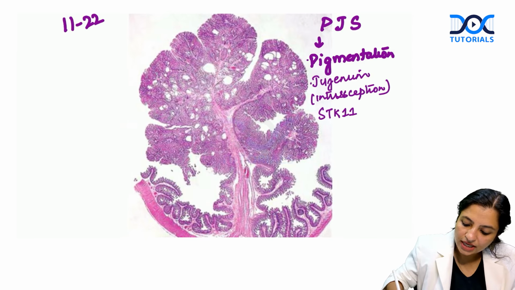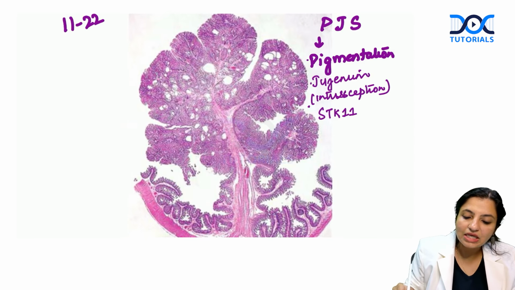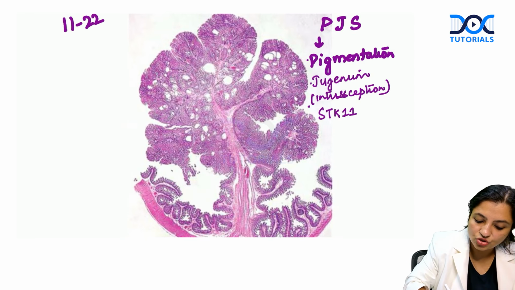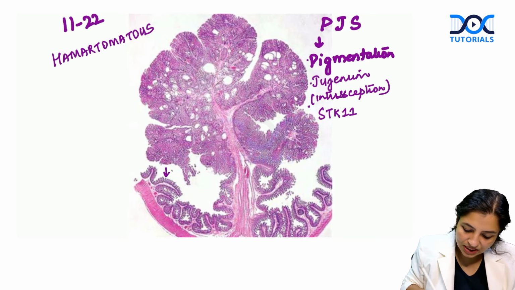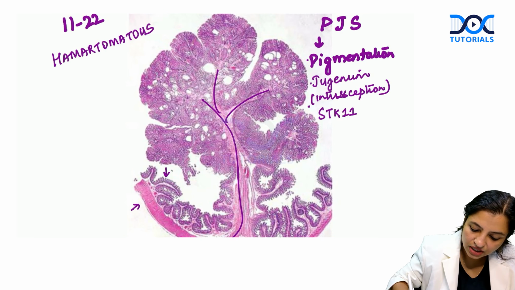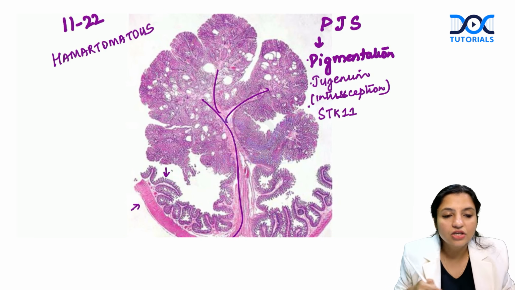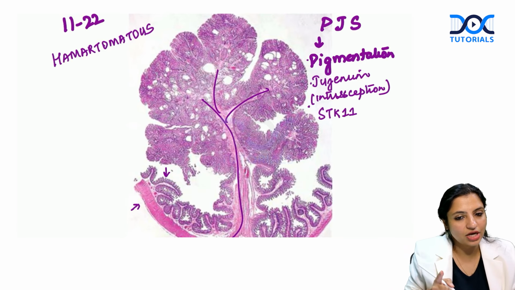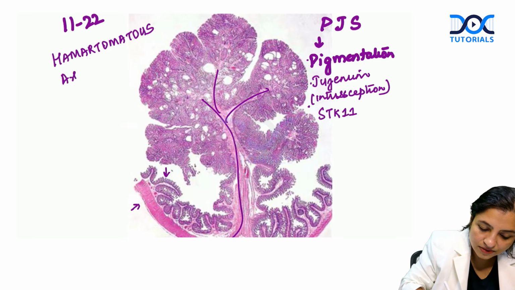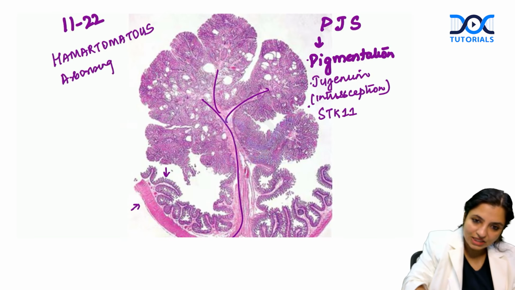Peutz-Jeghers syndrome is a hamartomatous polyp because there is a haphazard arrangement of muscle. Look at this: there is an epithelium here, there's a muscle here, and suddenly the muscle goes inside the polyp and starts branching. That should not happen. When you see muscle which starts arborizing inside the polyp, that is very typical of Peutz-Jeghers syndrome. Arborizing muscle is one point that you have to be very, very clear about.